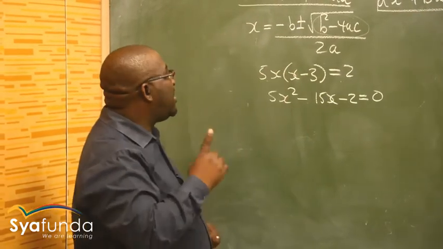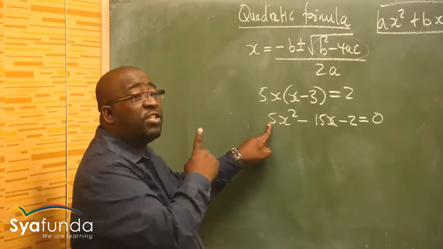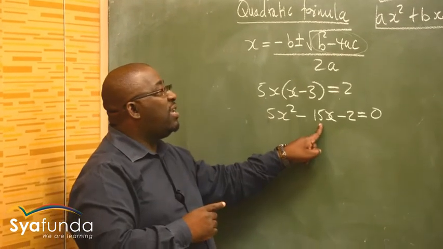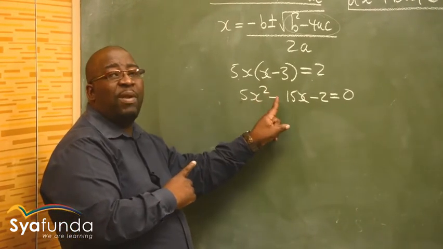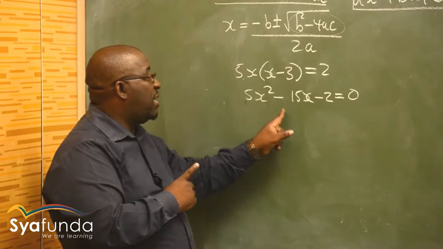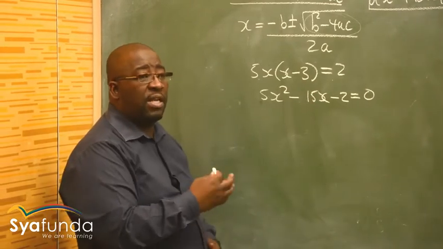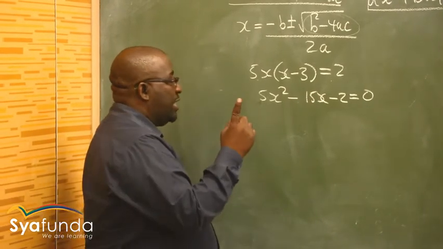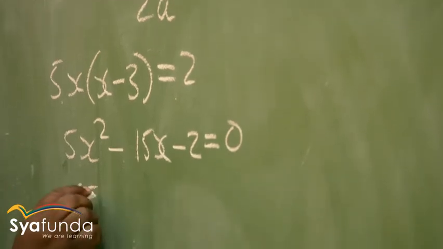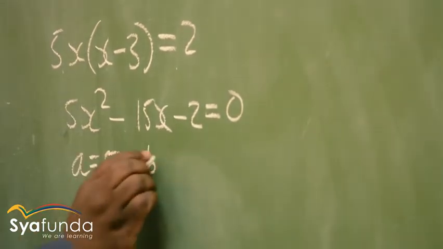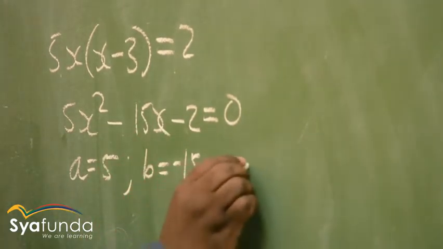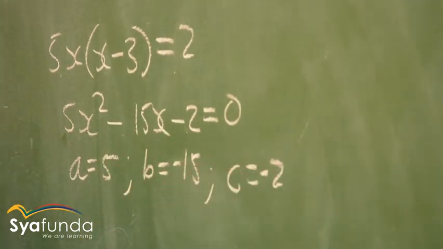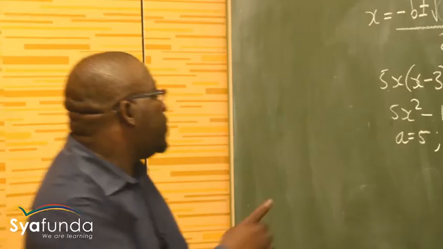Right, this is now in the form ax squared plus bx plus c. We can safely see what is a, which is the coefficient of x squared, and what is b, which is the coefficient of x. In this case, it is minus 15. Don't make a mistake and say it's 15. It is minus 15, and c is obviously minus 2. It is safer to write a equals 5, b equals minus 15, as well as c equals minus 2. All that we need to do then is to substitute into our formula.